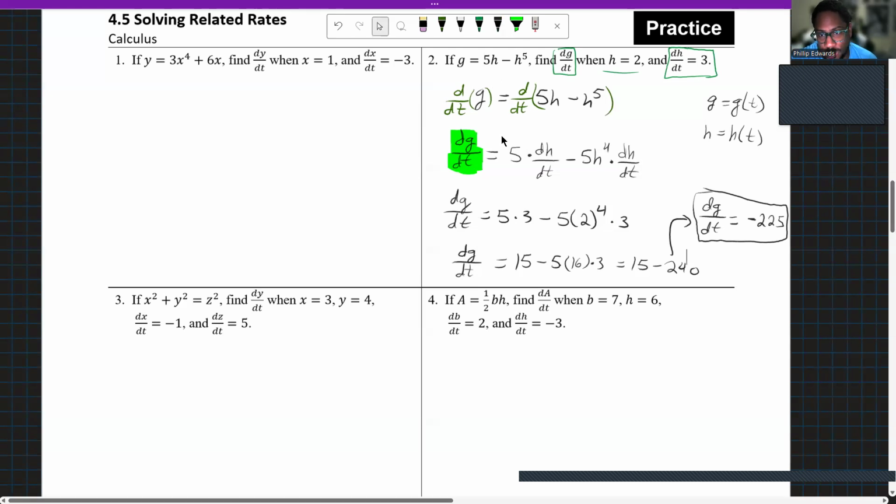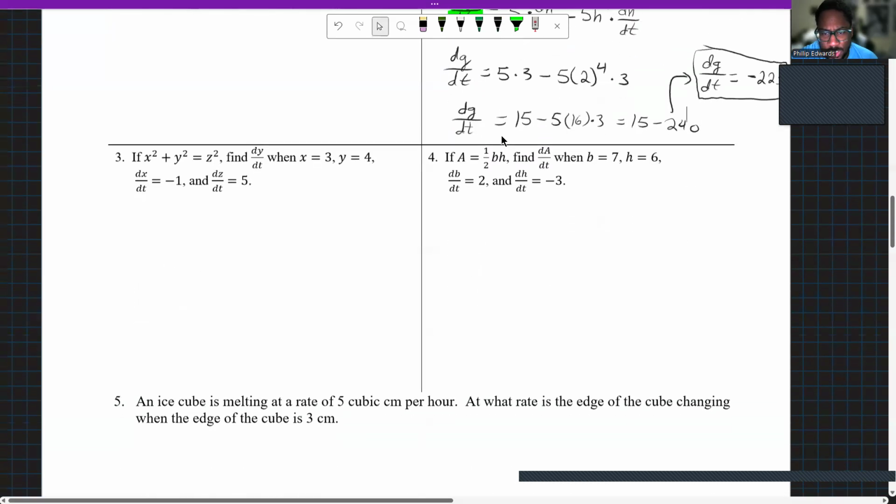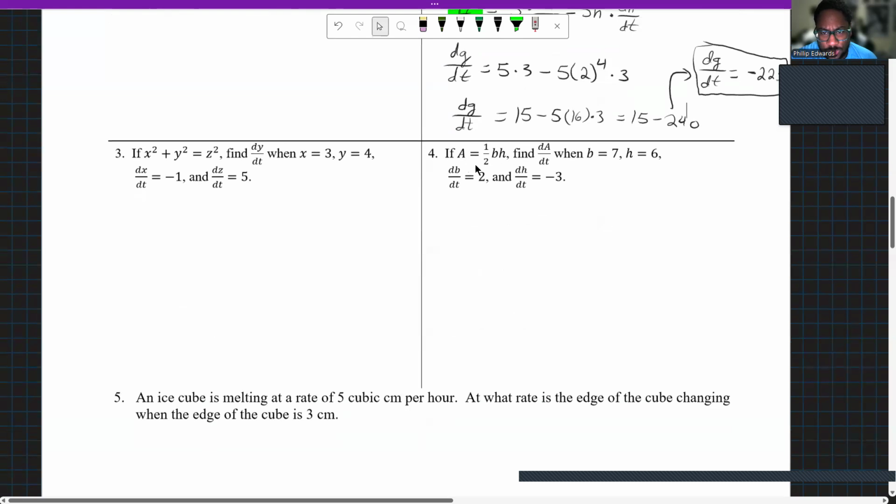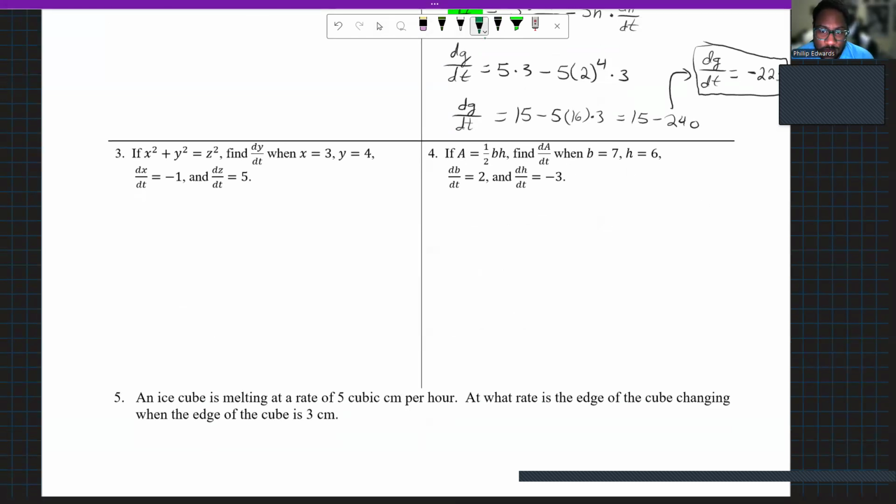Looking at number 4 here, this is the area formula for a triangle. Area equals 1/2 the base times the height. I'm going to find the derivative, or rate of change, of the area with respect to time. When the base is 7, the height is 6, the change in the base is positive 2, so there's an increasing change, and the change in the height is negative 3, so there's a decreasing change.